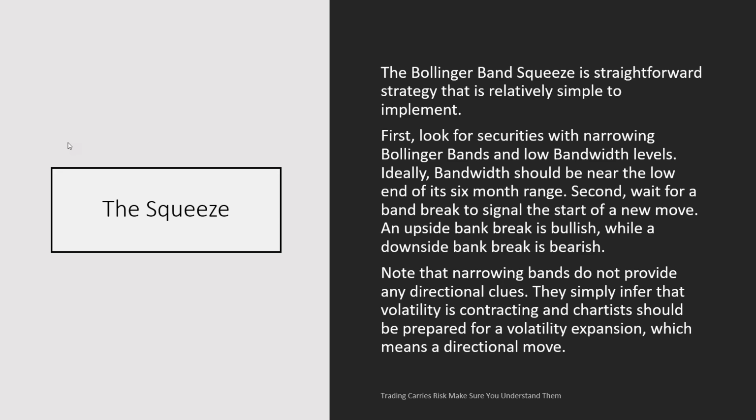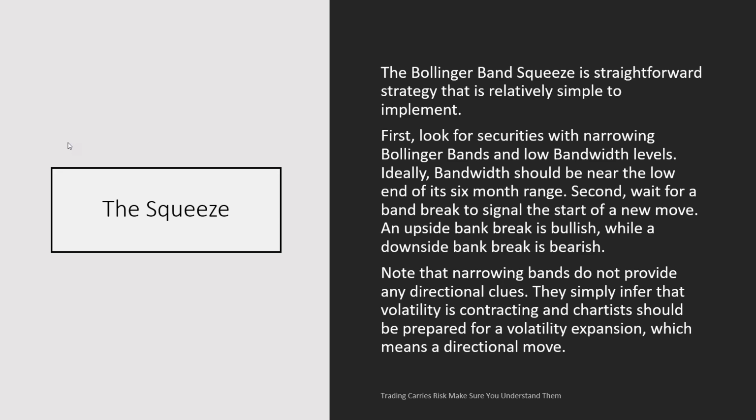First, we want to look for a security with a narrowing band with low bandwidth. That's the band starts to contract and come together. The bandwidth should be near the lowest end of its recent trading range. So we want to look for when the market has gotten very contracted and that band has gotten very, very narrow. Then we want to wait for a band break to signal the start of a new move. An upside band break is bullish, while a downside band break is bearish.